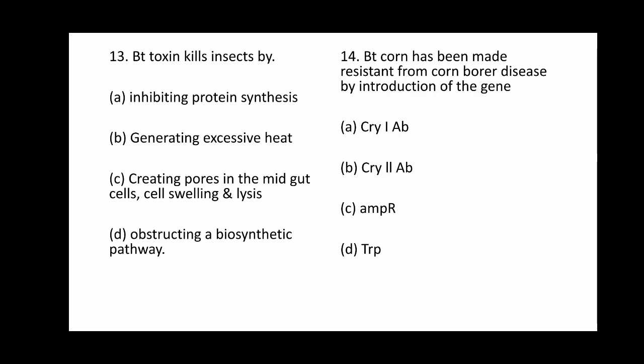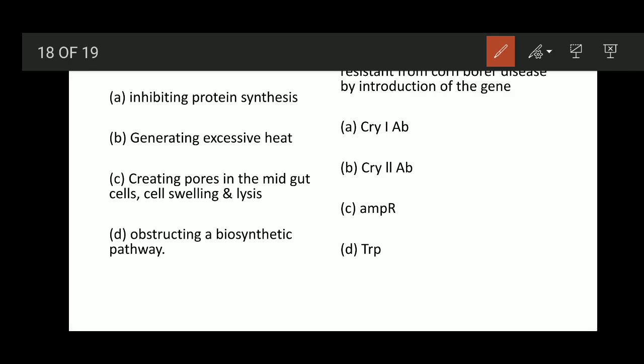Once the protoxin is activated to toxin in the gut of the insect, what happens? It creates pores and fills the cells with fluid, leading to cell swelling. Once the cells are swollen they get lysed, and the toxic content is released to the neighboring cells and other cells, eventually leading to the death of the insect. So option C is the right answer for question number 13.